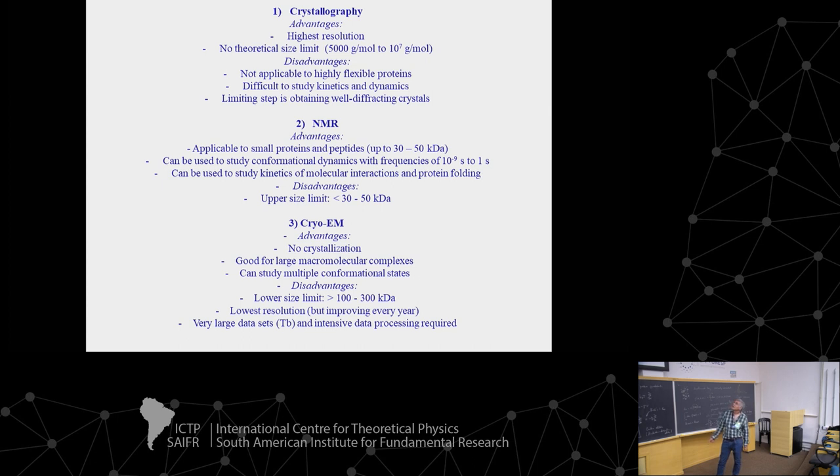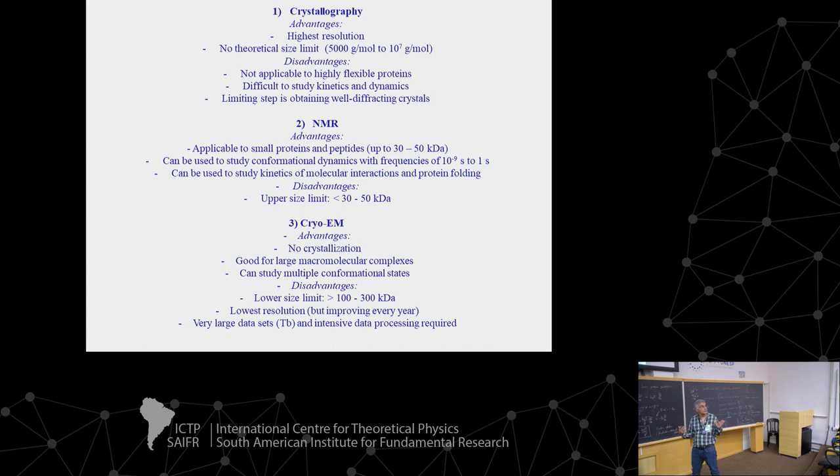Okay, NMR: its advantage is that it's applicable to small proteins. It gives you information about conformational dynamics at different frequencies, from nanosecond timescales to seconds. It can be used to study the kinetics of molecular interactions and protein folding. Its main disadvantage is that it's difficult to apply to large proteins. Above 20 or 30 kilodaltons, it starts to get complicated.